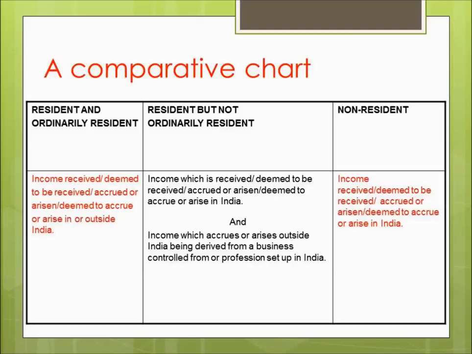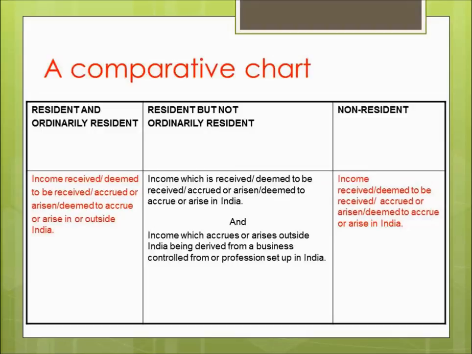be also included. So if I am a resident but not ordinarily resident, all the income which I am earning in India will be chargeable to tax, as well as the income which I am earning outside India, but that income is being derived from a business which is controlled from or profession set up in India, then that will also be includable in my total income.